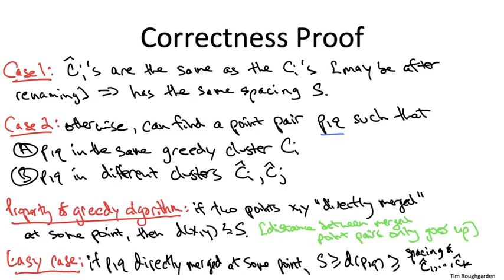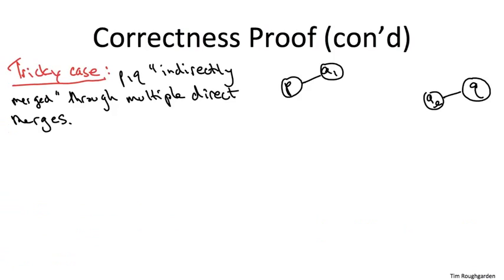So the tricky case is when P and Q are only indirectly merged. And you may be wondering at the moment, what does that mean? How do two people wind up in the same cluster if they weren't at some point directly merged? So let's draw a picture and see how that can happen. So the issue is that 2 points P and Q might wind up in a common greedy cluster, not because the greedy algorithm ever explicitly considered that point pair, but rather because of a path or a cascade of direct mergers of other point pairs.